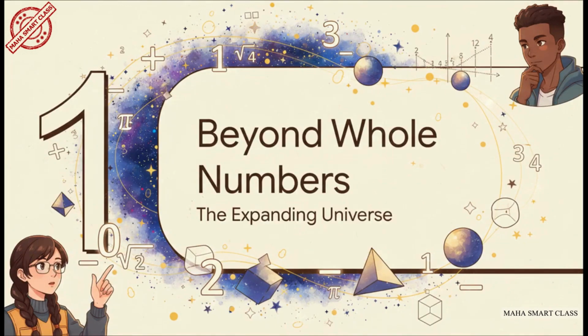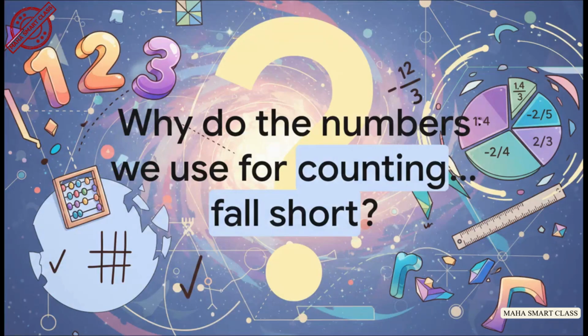Okay, so let's jump in, and the best place to start is actually with the numbers we're already super familiar with, just to see where they start to fall apart. And that brings us to a really simple, but honestly a pretty deep question. Why aren't our basic counting numbers, 1, 2, 3, and so on, enough? What's missing from the picture?